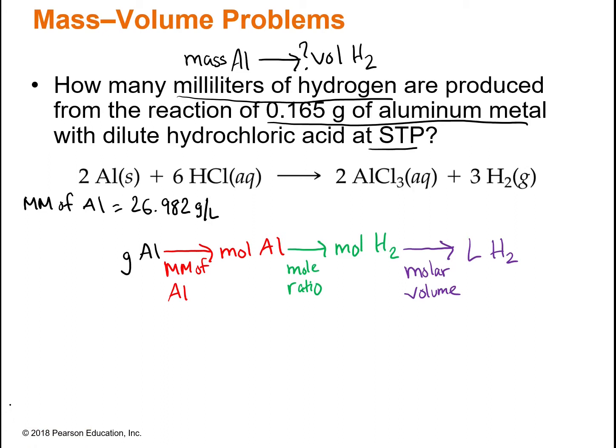Let's add the numbers in. Our starting mass is 0.165 grams of aluminum. We already have our molar mass, and that was straight from the periodic table. Again, write all your units when you're writing these unit factors out. It will only help you.